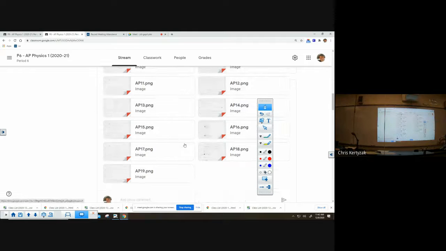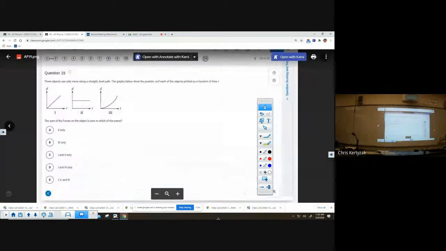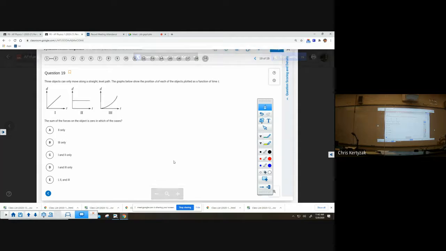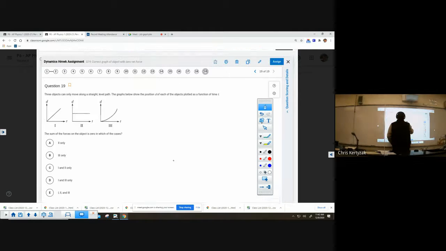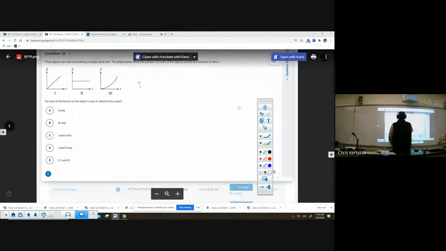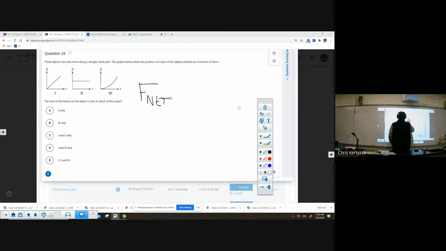So now we're on to 19, the last question. 3 objects can move along a straight level path. The graph below shows the position D of each object plotted versus time. The sum of the forces on the object is 0. Remember that the sum of the forces is called the net force. But more specifically, it's really the vector sum of the forces, adding these forces up as vectors.